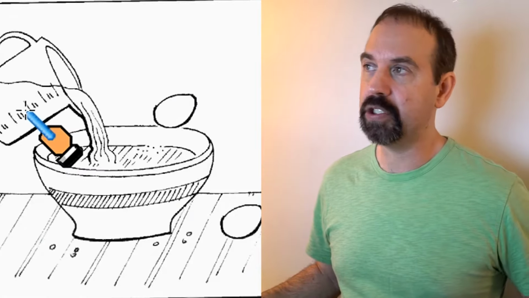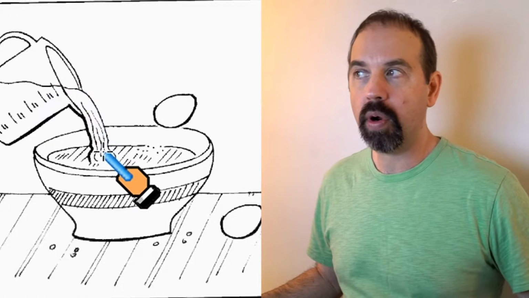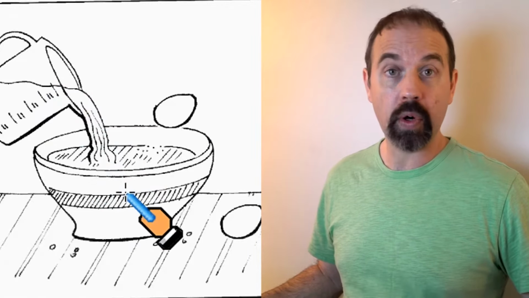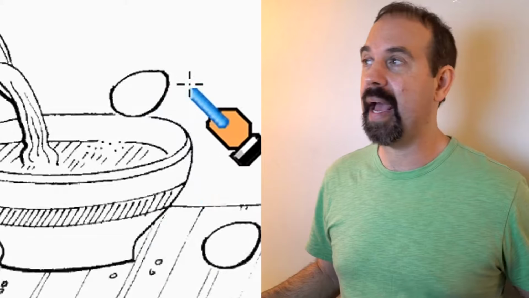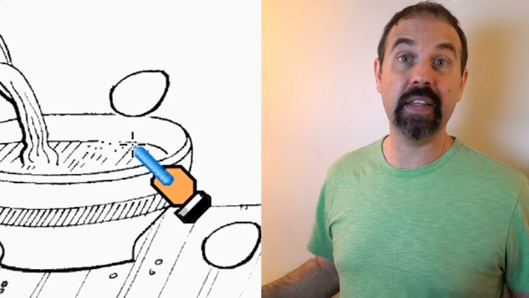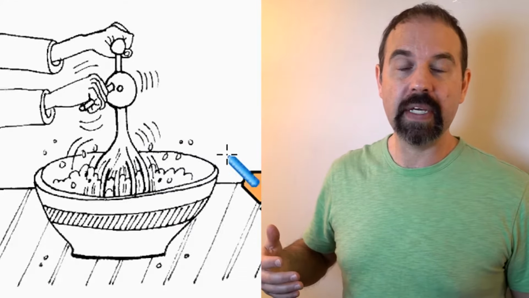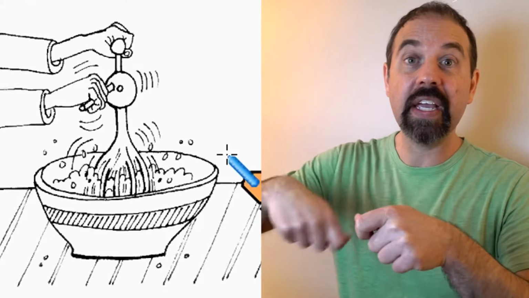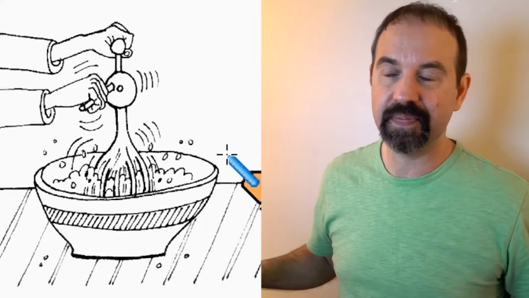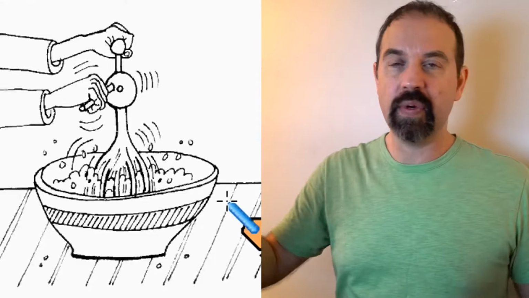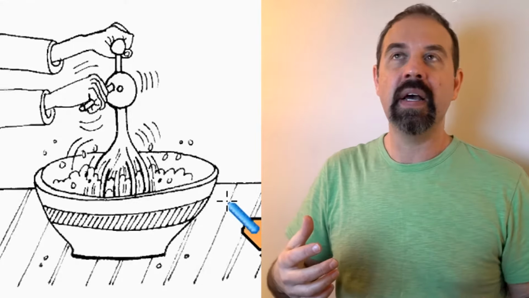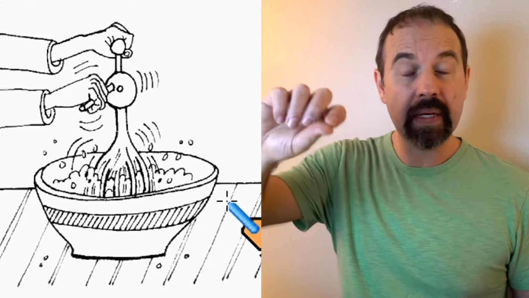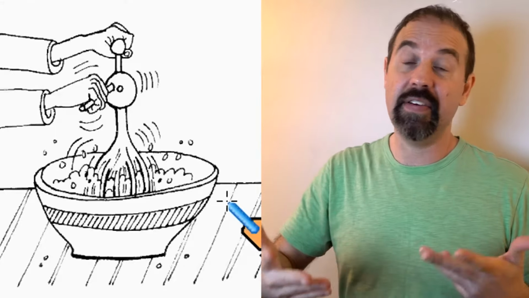In the second image, we're going to pour the milk into a bowl, and here we're going to add 2 eggs into the mixture. And in the third image, we're going to mix the ingredients with a mixer. I also like to add different ingredients, a little vanilla, a little cinnamon, and that way it tastes even better.